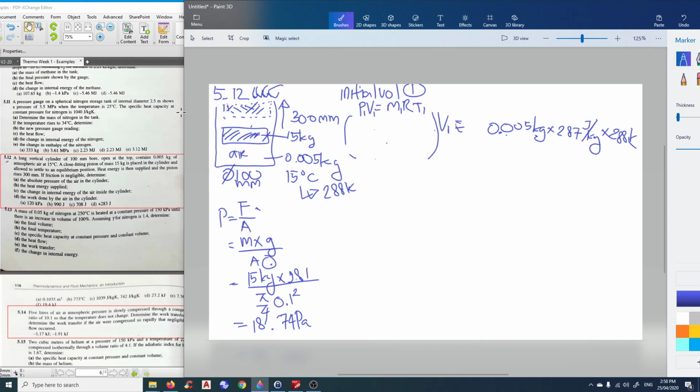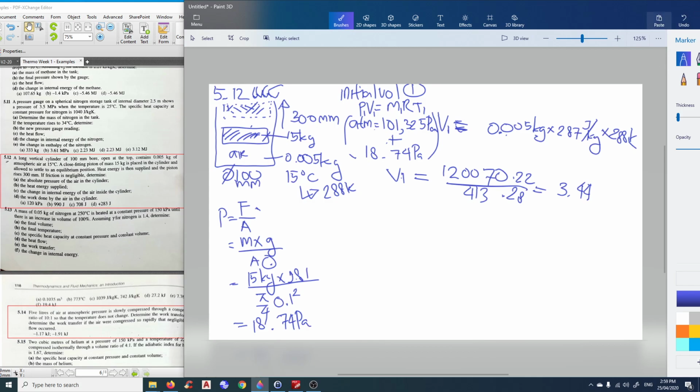Start again. So P is the atmospheric pressure, 101,325 Pascal, plus the piston's 18.74 Pascal. So we have Pascal, Pascal, and we are after V1. We know everything, so solve for this. V1 equals 120070.22 divided by 413.28, so 3.44.